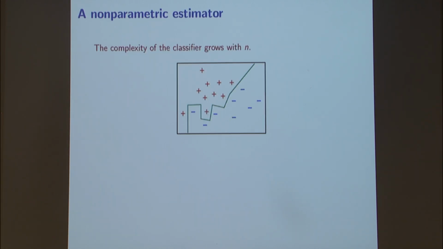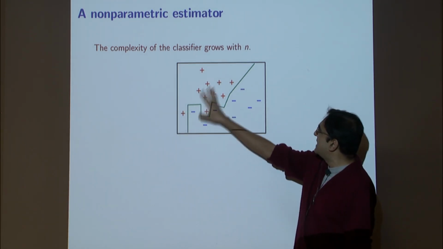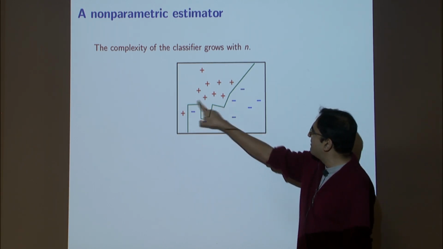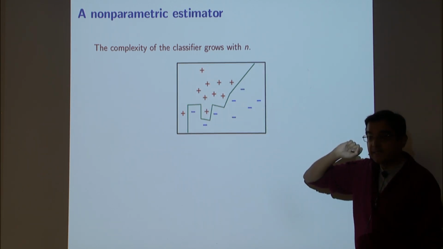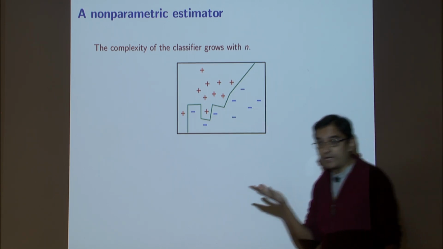In order to understand this classifier, the first thing to point out is that it's a non-parametric estimator, which means that as you get more and more data, the classifier itself becomes more and more complex. You have to keep all the data around. This picture shows what the decision boundary might look like if you just have a small data set of about 16 points. Everything here it would say plus, everything here it would say minus. But as you add more and more points, the boundary would get more and more intricate, typically.